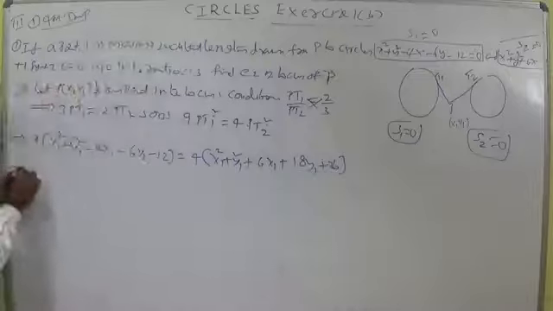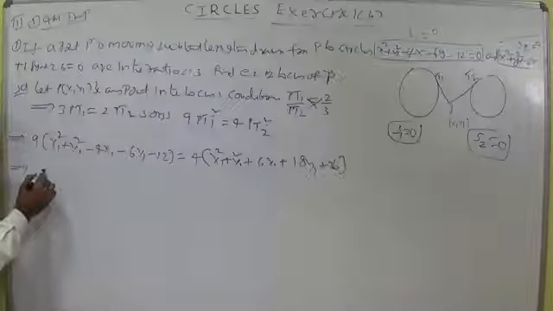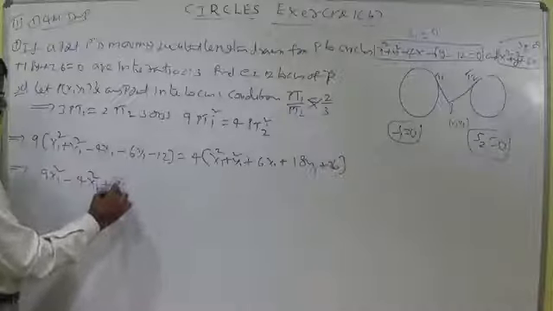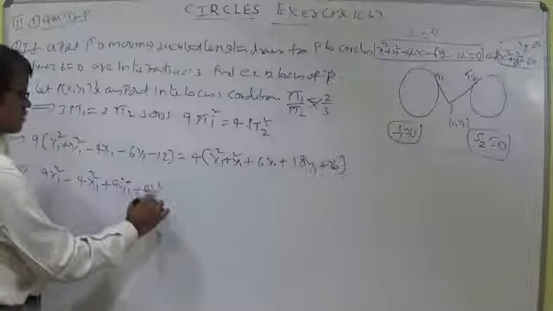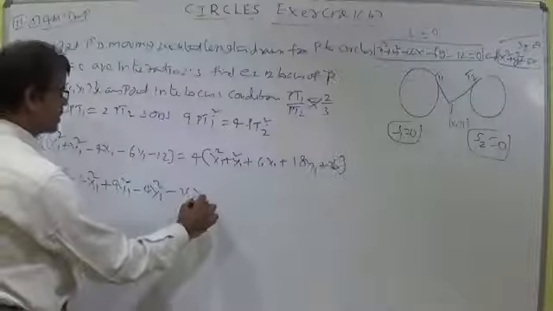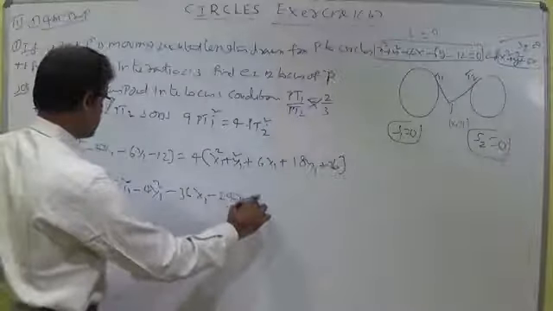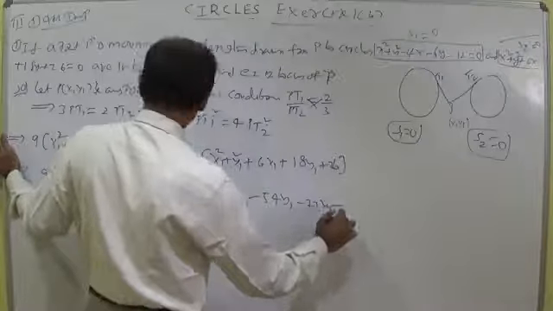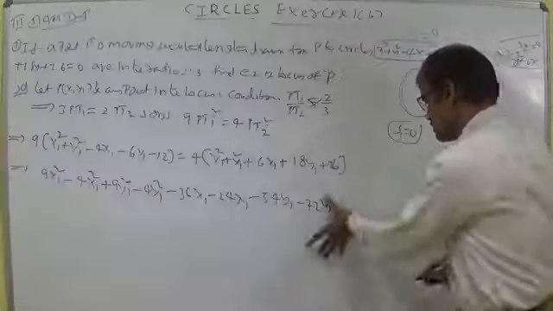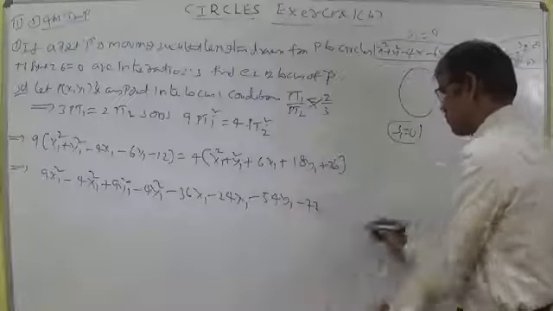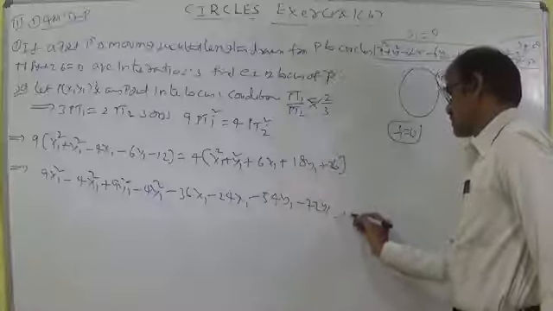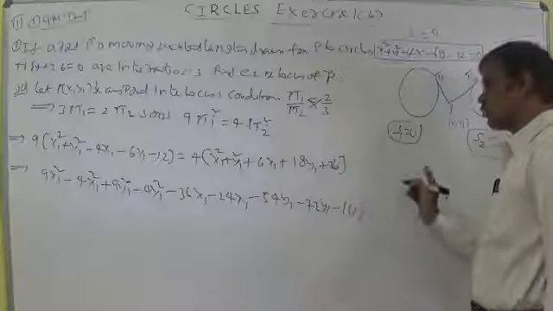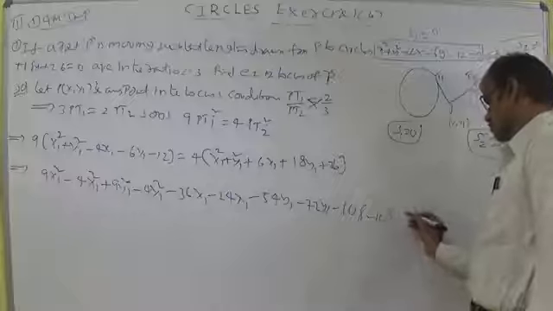That's all. By expanding and taking terms to one side, you can write 9x1 square minus 4x1 square plus 9y1 square minus 4y1 square, minus 9 into 4 is 36x1 minus 24x1, then minus 9 into 6 is 54y1 minus 4 into 18 is 72y1, then minus 9 into 12 is 108 minus 4 into 26 is 104, equal to 0.